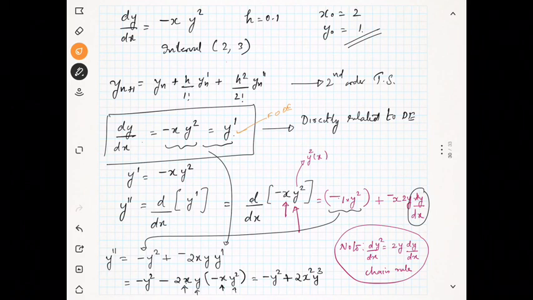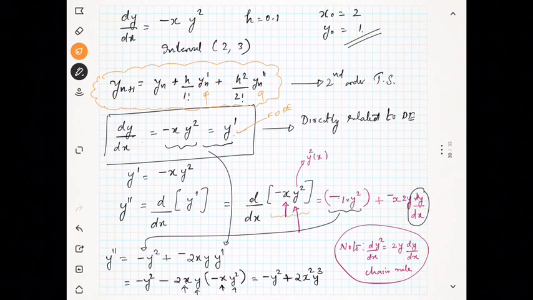To calculate the Taylor series, because in the question it is given second order, we have to use the second order Taylor series. The Taylor series includes yn dash and yn double dash, but yn dash can be directly calculated from the differential equation, because the differential equation itself is the first order derivative. Now we have to find the second order derivative. While finding it, you should be very careful, because the second order derivative involves the chain rule.